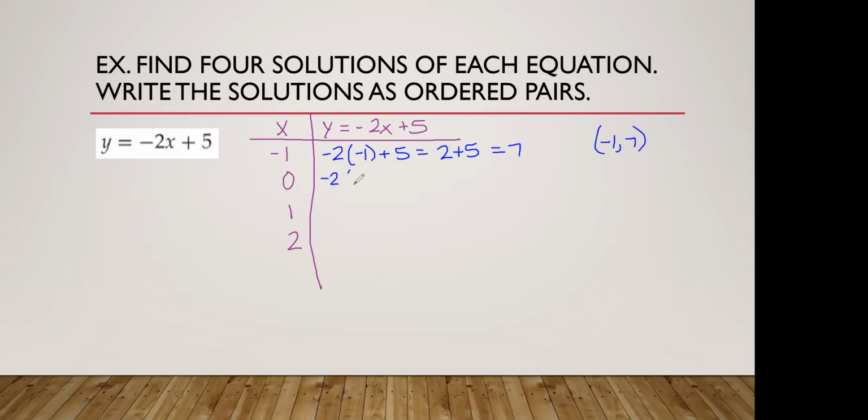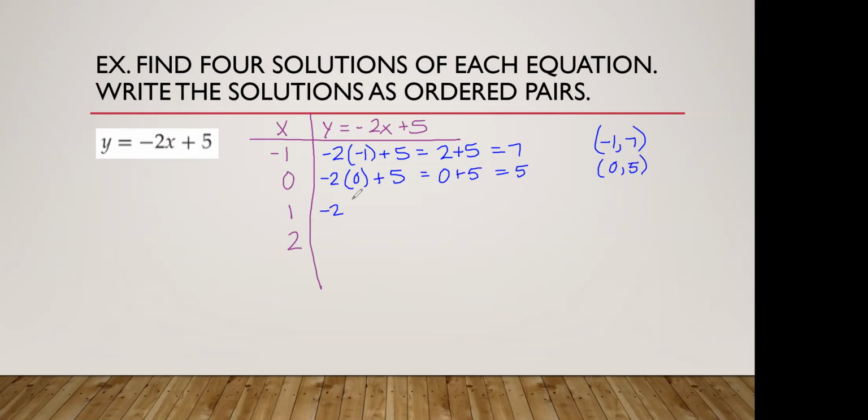Here I've got -2 times 0. I'm using 0 for x. Well, anything times 0 is just 0, and then I still have to add 5. So when x is 0, y is positive 5.